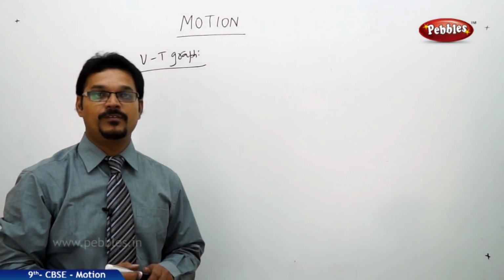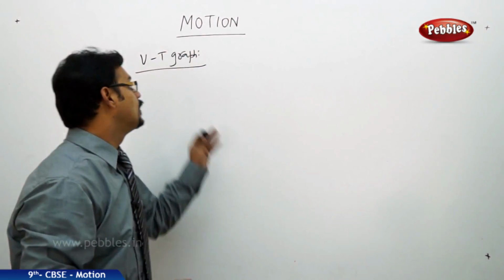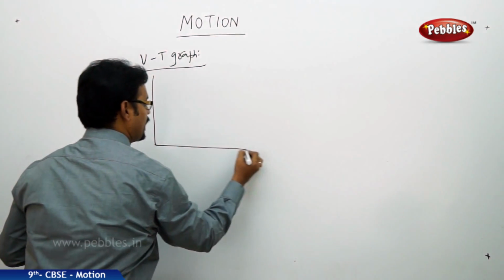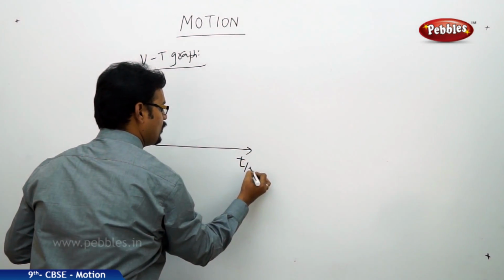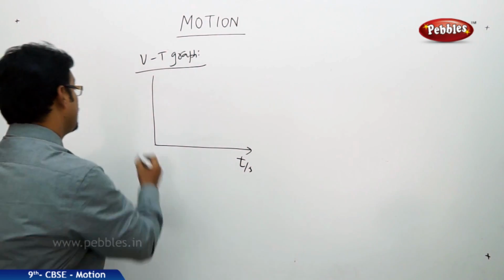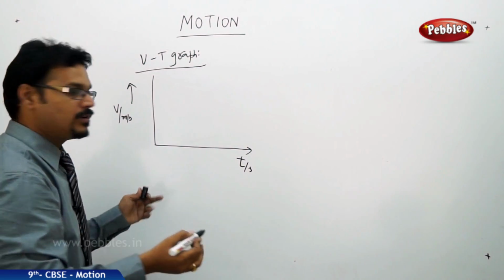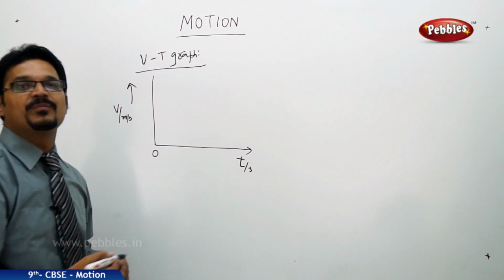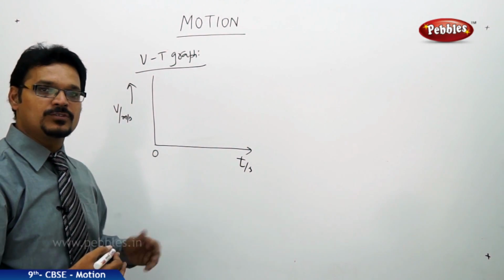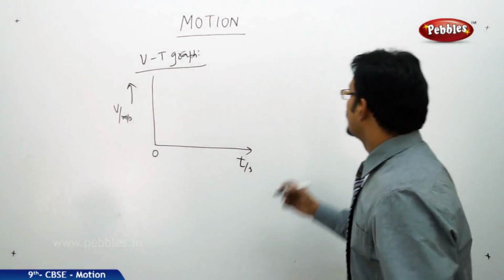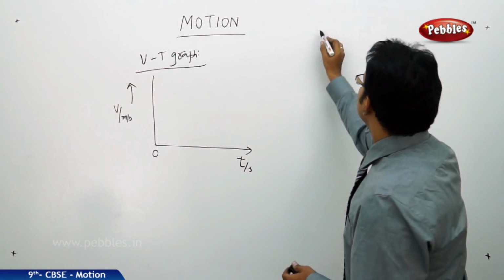Now we will explore the second graph, the velocity time graph. Whenever you take time on the x-axis and velocity on the y-axis, it's called a VT graph, velocity time graph. So let us go into detail of the velocity time graph. Let me take an example.